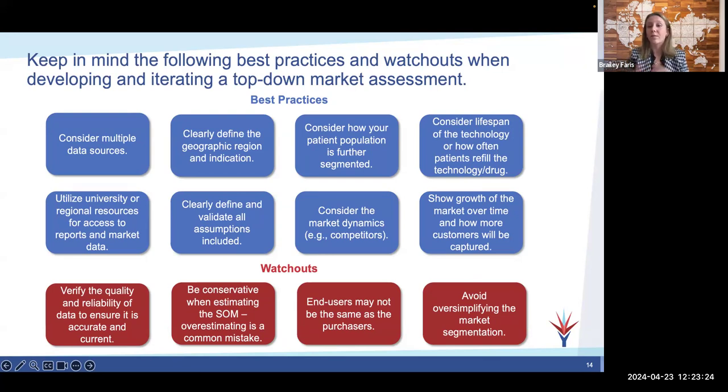So keeping in mind whatever that lifespan of the technology is, or how often patients are refilling or taking a treatment, will be important for that annual revenue.